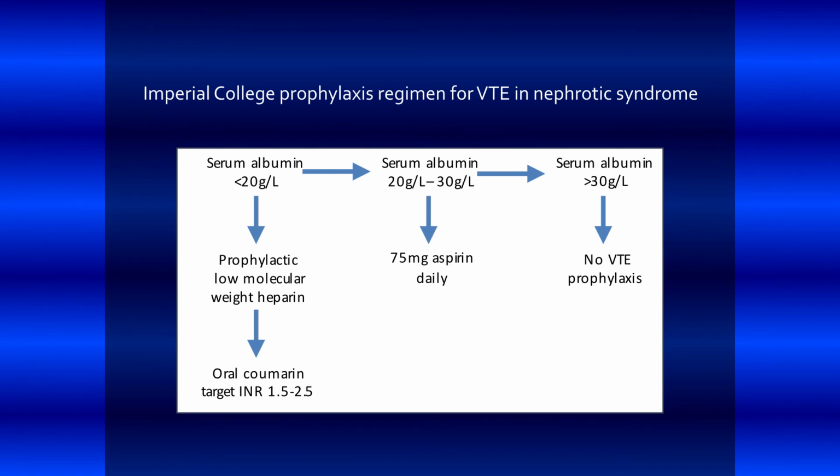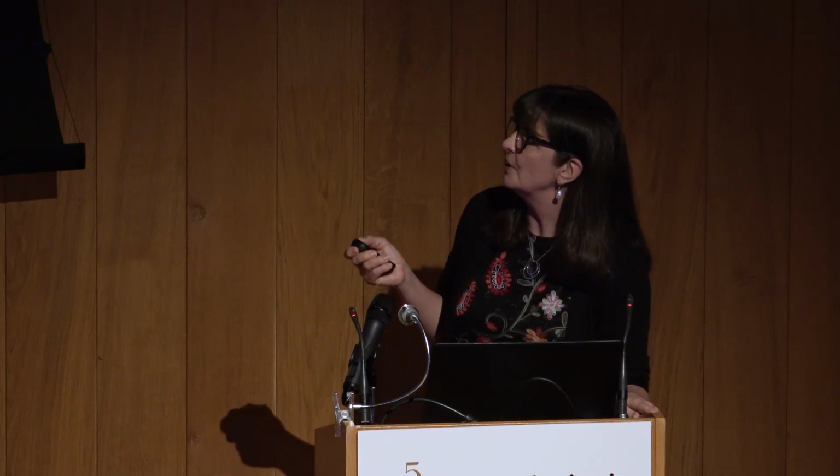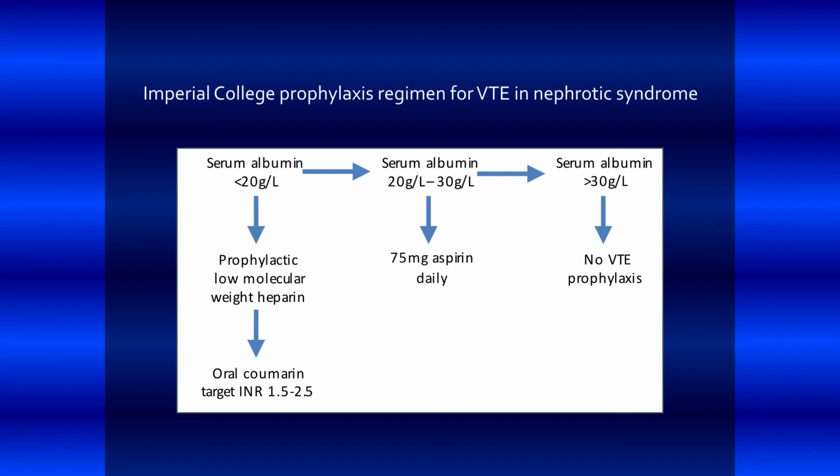Well, this is what we do at the Hammersmith. We keep it simple. We know that there are 2 things that affect your likelihood of getting thromboembolism. One is how low your albumin is. The lower your albumin, the more likely you are to clot, and also the type of glomerular pathology causing the nephrotic syndrome. And membranous glomerulonephritis is the particular worry, but minimal change, IgA, all these other causes of nephrotic syndrome equally can cause thromboembolism. So what we do is if your albumin is less than 20, we start you off with some low molecular weight heparin or warfarin if you have some untreatable reason for your nephrotic syndrome.